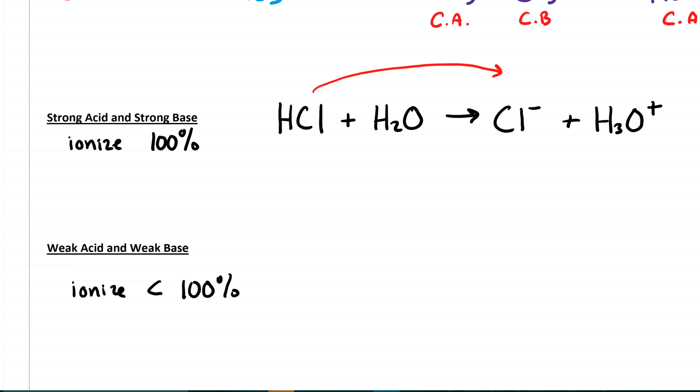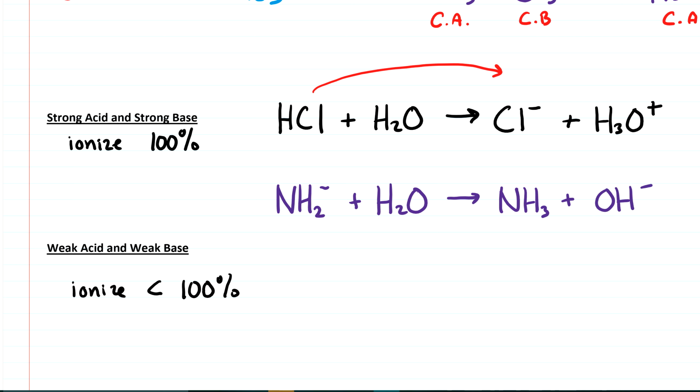Another compound that would show this, we could look at a base now maybe. So let's try a compound like NH2 minus. Not a common base for you maybe, but if you react that with water, that is also a one-way reaction. And what you end up getting is NH3 being made and hydroxide ions. And notice once again it's a one-way arrow, which means it goes 100% in that direction. There's no backwards flow here.